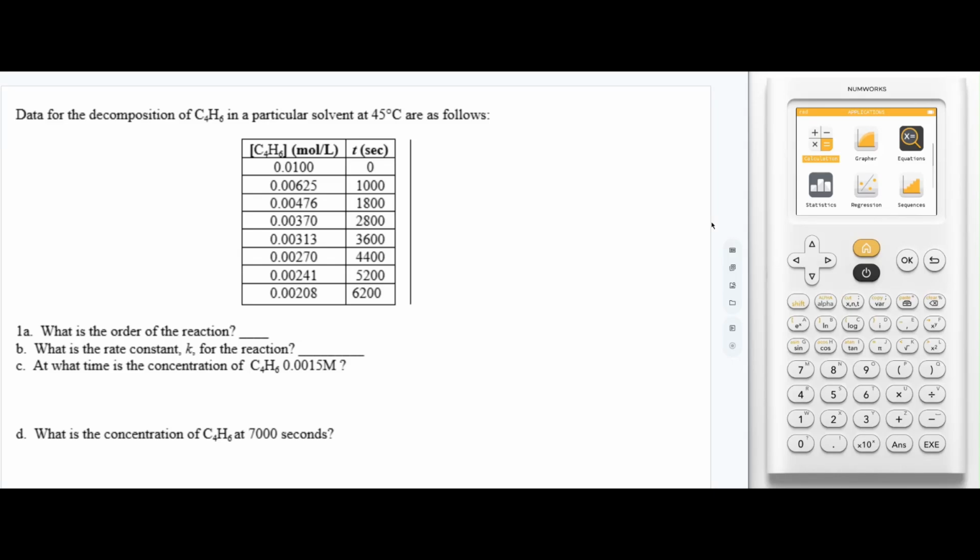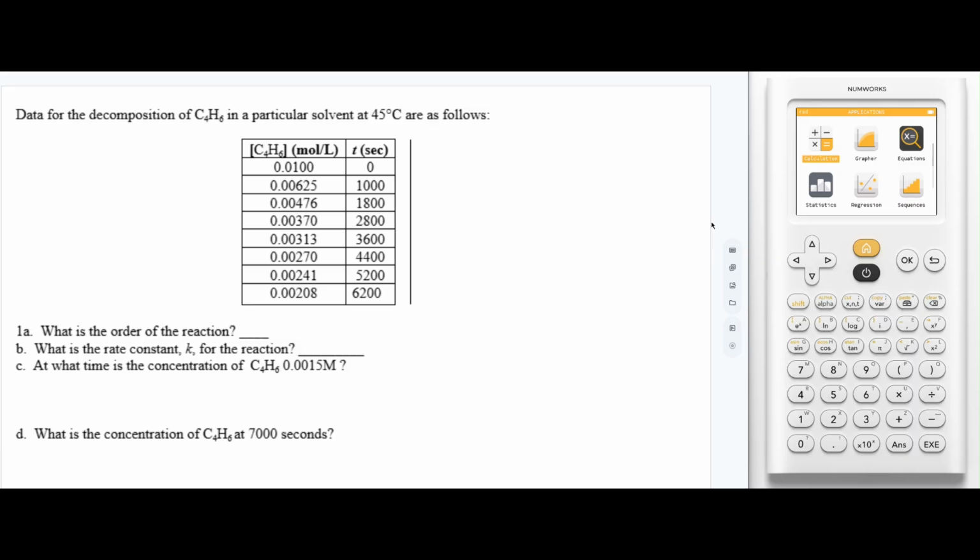All right. So it is asking for the order of the reaction of the decomposition of C4H6 at 45 degrees Celsius. So it provides a table, and to find the order of the reaction, you have to figure out if time versus concentration is linear, if time versus the natural log of concentration is linear, or if time versus 1 over the concentration is linear. Or in easier terms, find the R value that is closest to 1.